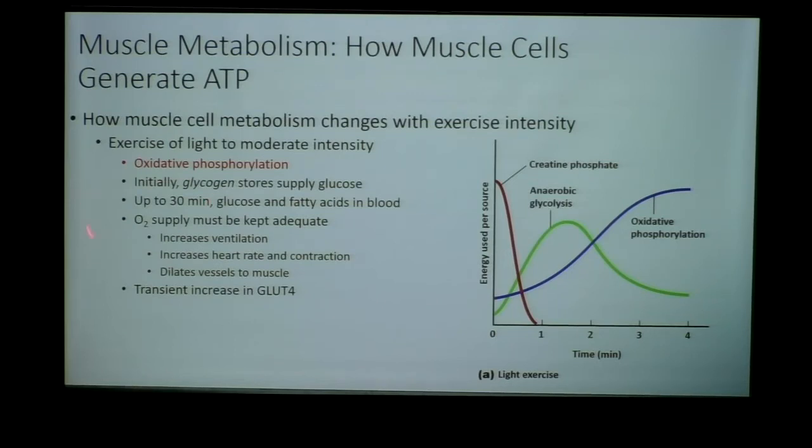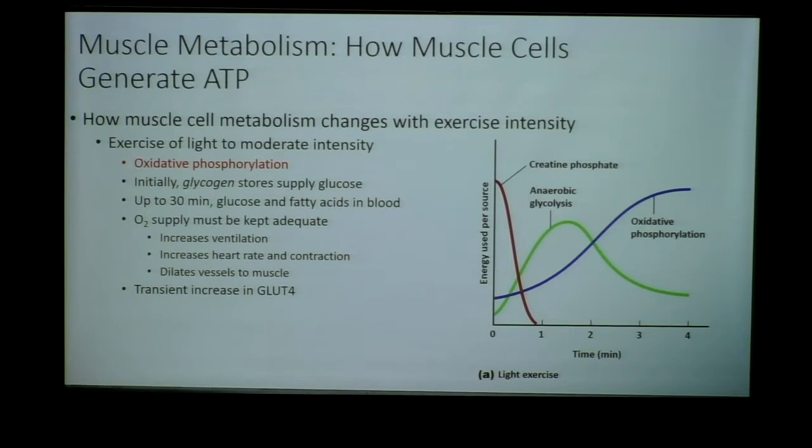Initially, at the start of light lifting, light jogging, or walking, we use up our glycogen stores. The storage reservoir in our muscles and in our liver is glycogen, and we exhaust those supplies first. It's more efficient for the body to use what it has than to start generating fresh ATP. And so we break down that glycogen store first. That lasts only about the first 30 minutes or so.